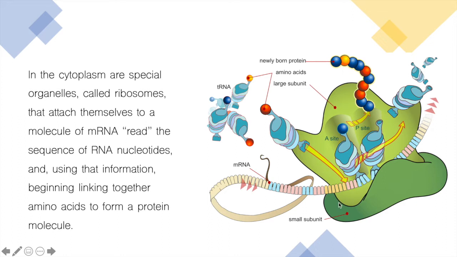So what we see here is the mRNA entering the A site, and in the P site the protein is going to be synthesized, and it's going to have a specific sequence depending on the mRNA that the ribosome is reading.